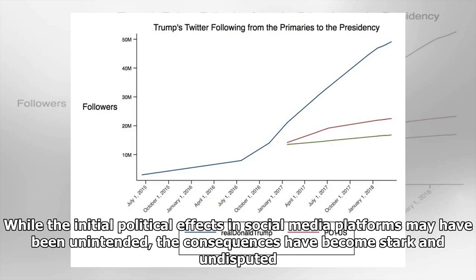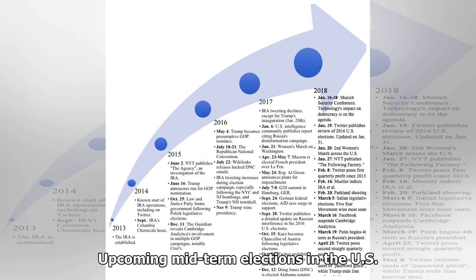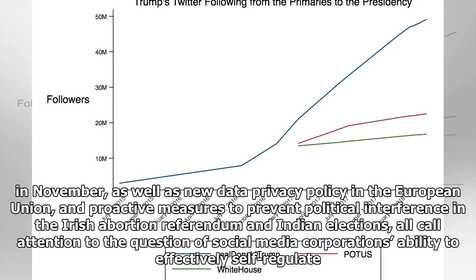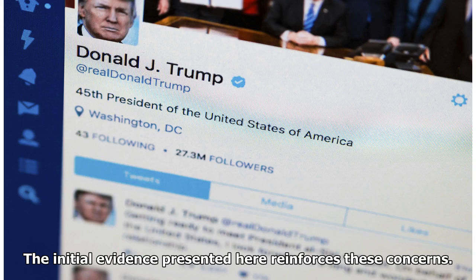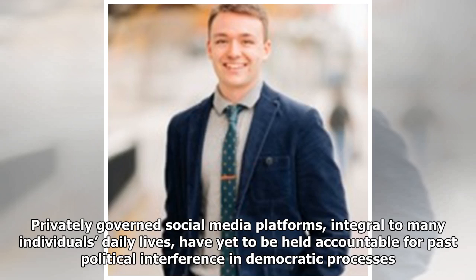Upcoming midterm elections in the U.S. in November, as well as new data privacy policy in the European Union, and proactive measures to prevent political interference in the Irish abortion referendum and Indian elections, all call attention to the question of social media corporations' ability to effectively self-regulate. The initial evidence presented here reinforces these concerns.